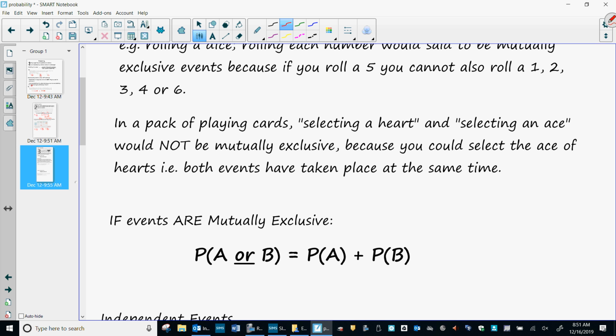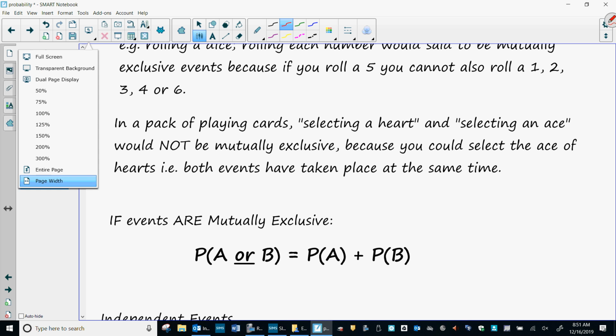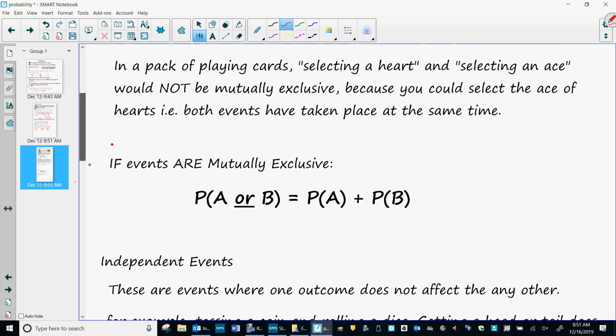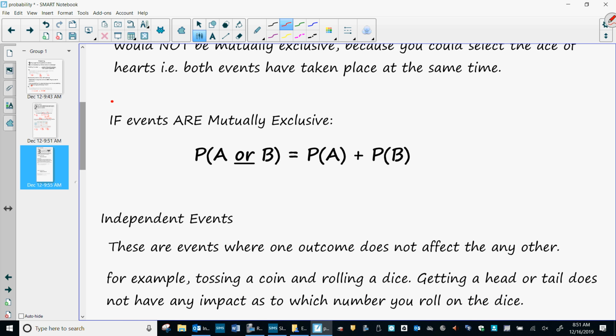So rolling a dice, there is only one number on each, so they're mutually exclusive events. If you say selecting a heart, selecting an ace, they're not mutually exclusive because they can happen at the same time. If they are mutually exclusive, then if you're trying to find the event that one thing or another happens, so one event or another, you would add the two probabilities.